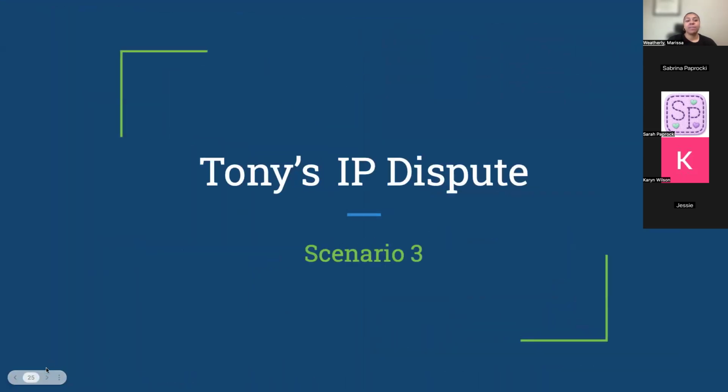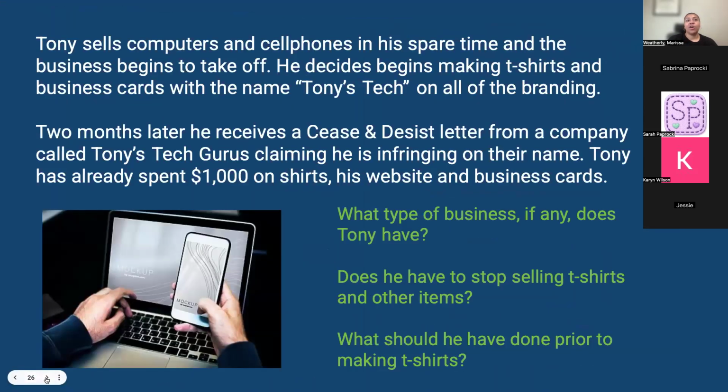Okay. And then our last one is about intellectual property. So this one, Tony sells computers and cell phones in his spare time, and his business takes off. He starts making t-shirts and business cards with the name Tony's Tech. 2 months later, he receives a cease and desist letter from a company called Tony's Tech Gurus, claiming he's infringing on their name. He's already spent $1,000 on shirts, his website, and business cards. So, one, what type of business does Tony have? Does he have to stop selling the shirts and other items? And what should he have done prior to making the shirts?